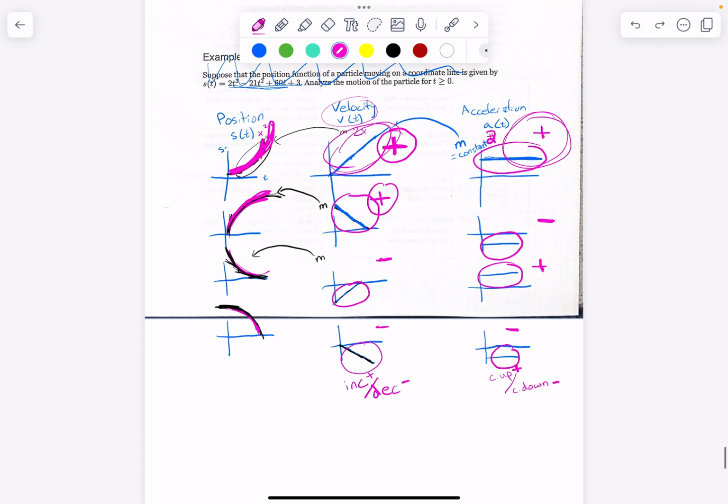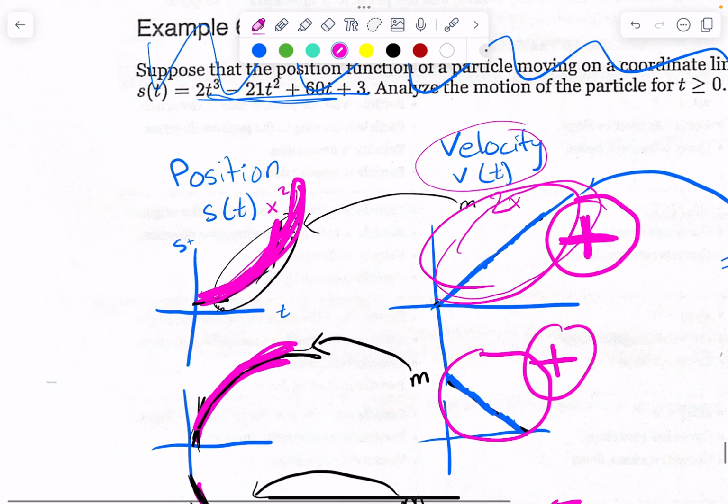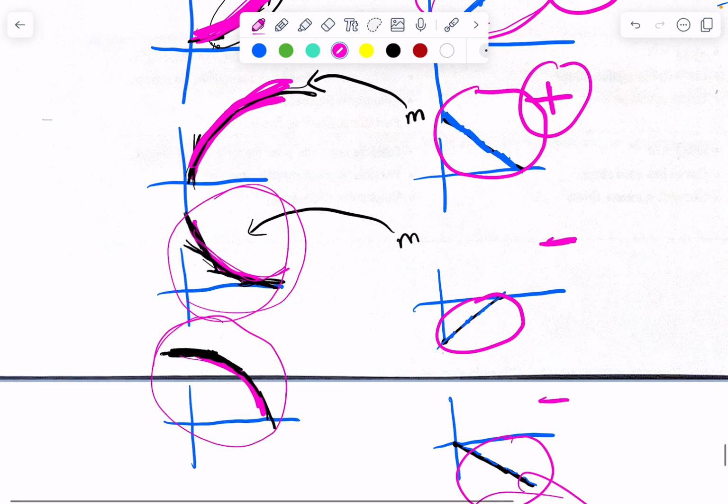Now that we know that, this can help us figure out our velocities. So here, I know it's increasing, therefore my velocity must be positive. I must be going uphill, right? Here in this graph, this function is decreasing, so I know my velocity must be negative. I must be falling toward the earth or whatever, right? This one is concave down. That must mean my acceleration is negative. It doesn't mean I'm decelerating. That just means my acceleration is negative.